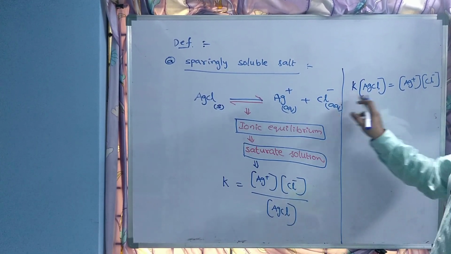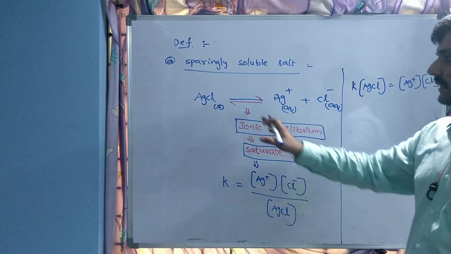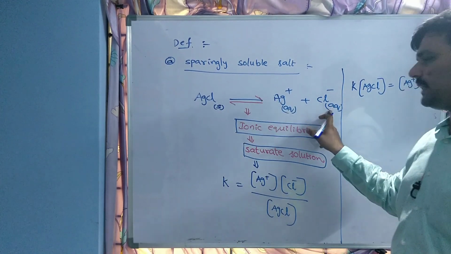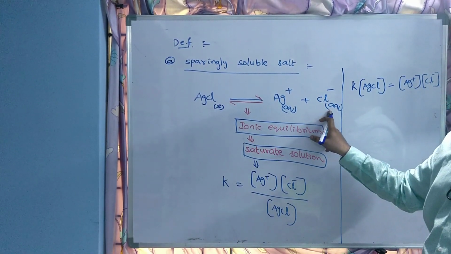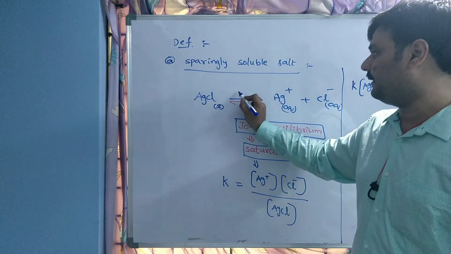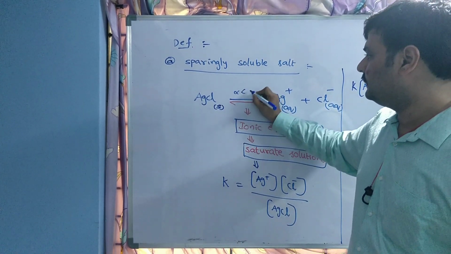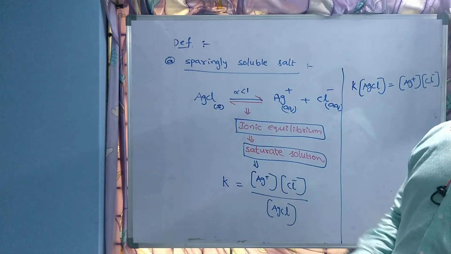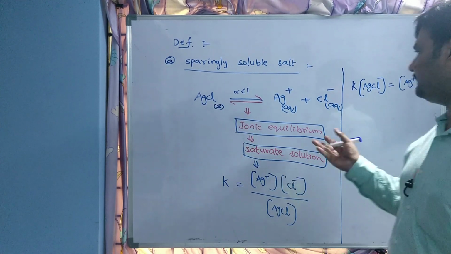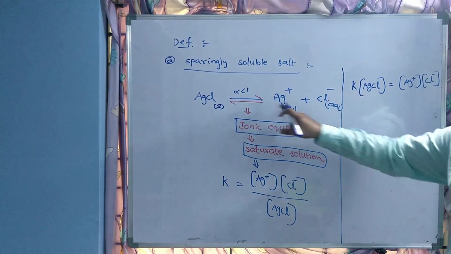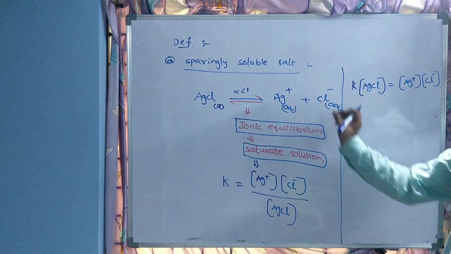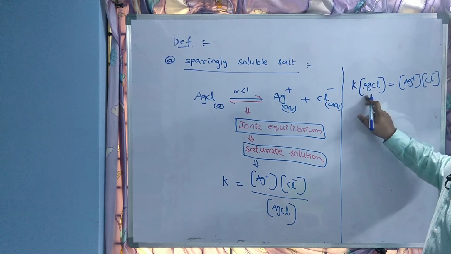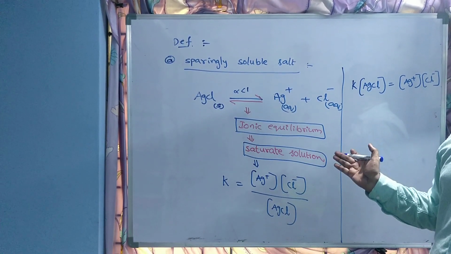Here the amount of AgCl is almost constant. Why? Because it is a sparingly soluble salt. Only a very small amount of the salt is converted into ions. So alpha is less than 1, the dissociation is less than 1, and the solubility is very small. Therefore the amount of AgCl is almost constant, and it does not change even after dissociation.